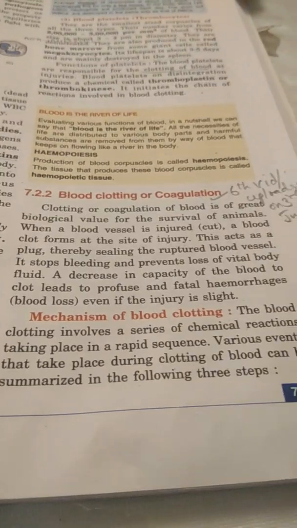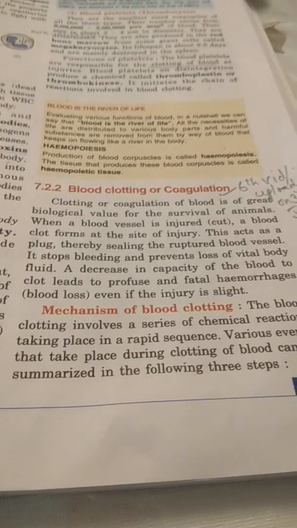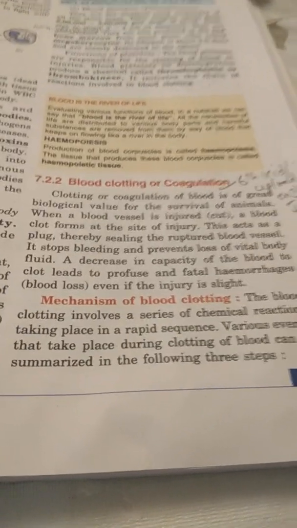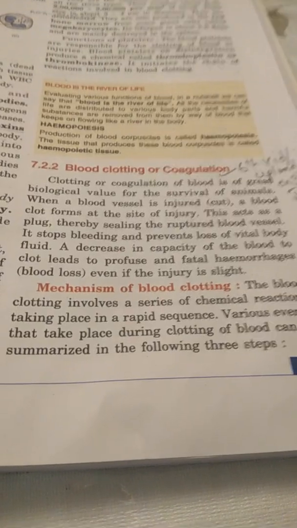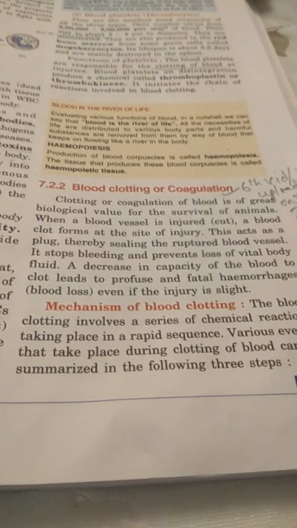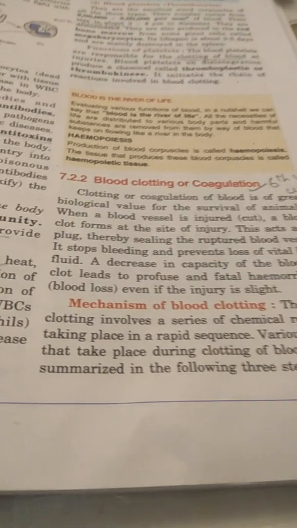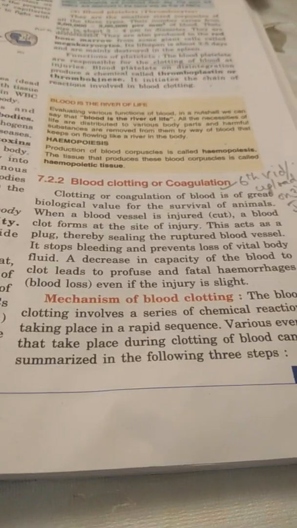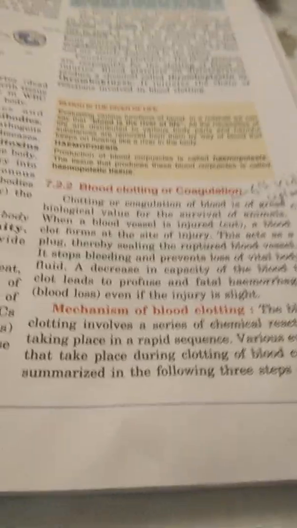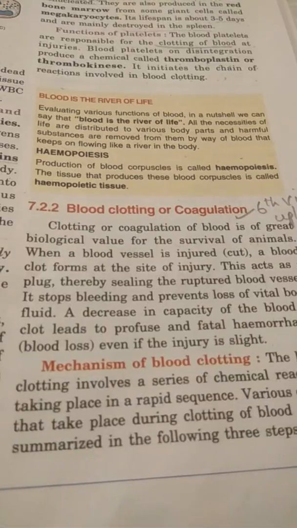A decrease in capacity of the blood to clot leads to profuse and fatal hemorrhage, that is blood loss, even if the injury is slight. That is, if the clotting power fails in an individual, then the person suffers from a problem called hemorrhage, where there will be a large amount of loss of blood at a slight injury.